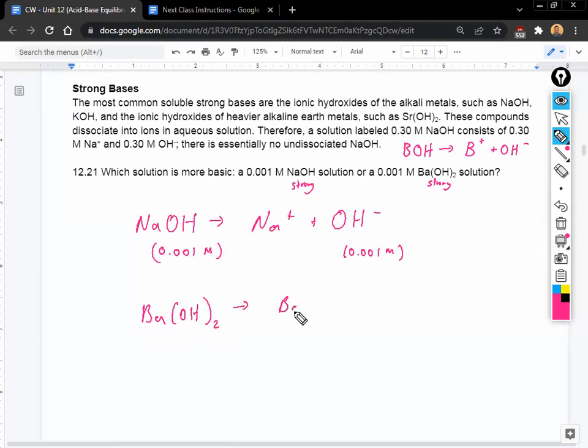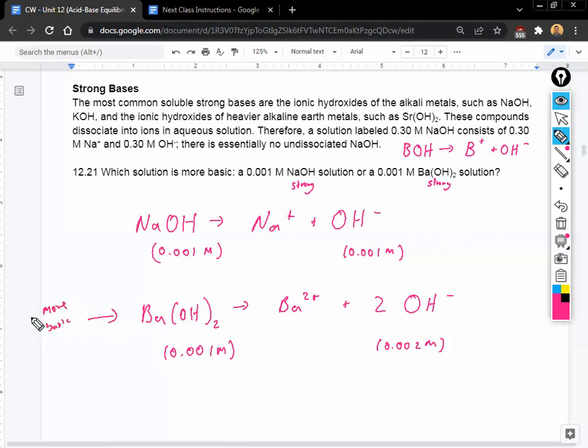Okay, now if we look at barium hydroxide, though, how many OHs do I have? 2. So if this breaks down I need to make sure that I remember that it breaks down into 2 OH minuses. So if the concentration of barium hydroxide is 0.001 molarity, what's the concentration of the hydroxide? Yeah, 0.002. It's going to be doubled because it breaks down to 2 hydroxides. So back to the original question, which one is more basic then? Yeah, this guy is going to be more basic.